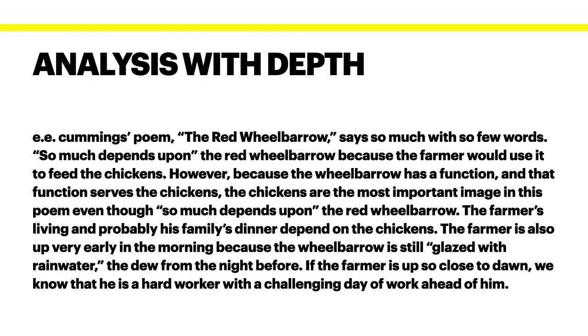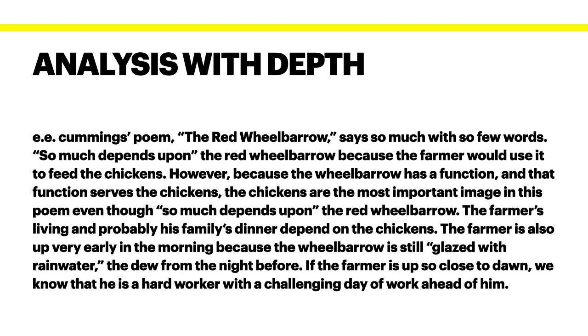E. E. Cummings's poem The Red Wheelbarrow says so much with so few words. So much depends upon the red wheelbarrow because the farmer would use it to feed the chickens. However, because the wheelbarrow has a function and that function serves the chickens, the chickens are the most important image in this poem, even though so much depends upon the red wheelbarrow. The farmer's living and probably his family's dinner depend upon the chickens. The farmer is also up very early in the morning because the wheelbarrow is still glazed with rainwater, the dew from the night before. If the farmer is up so close to dawn, we know that he is a hard worker with a challenging day of work ahead of him.